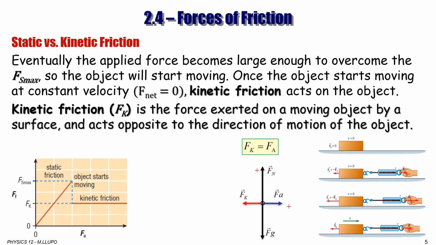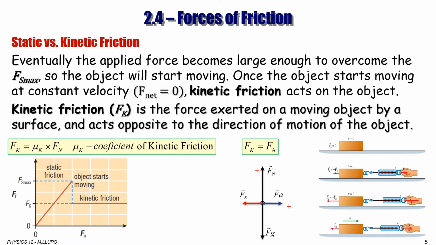How do we calculate that kinetic force of friction? It is similar to the formula that we use for static force of friction, only this time we use the coefficient of kinetic friction. The coefficient of kinetic friction is the coefficient of friction between two surfaces that are moving. It is smaller, obviously, than the static one, because kinetic friction is smaller than maximum static force of friction.